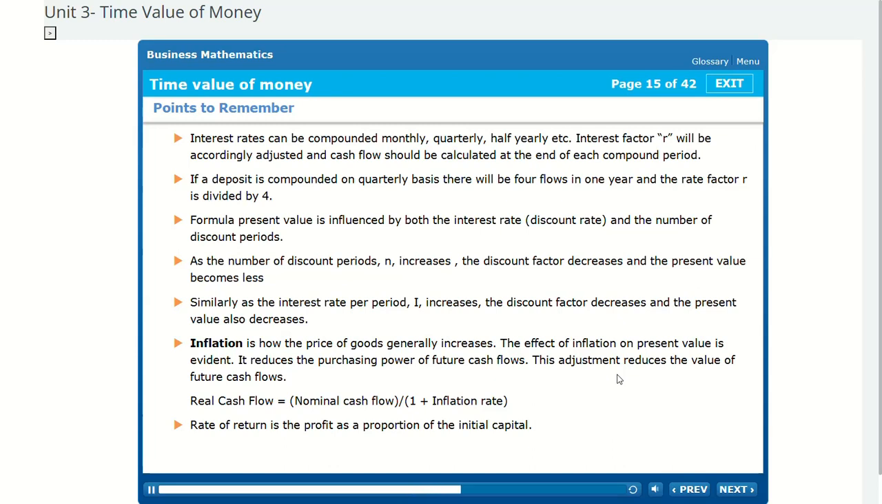Inflation is how the price of goods generally increases. The effect of inflation on present value is evident. It reduces the purchasing power of future cash flows. This adjustment reduces the value of future cash flows. Real cash flow equals nominal cash flow divided by 1 plus inflation rate. Rate of return is the profit, as a proportion of the initial capital.